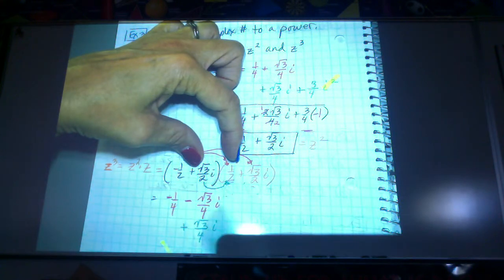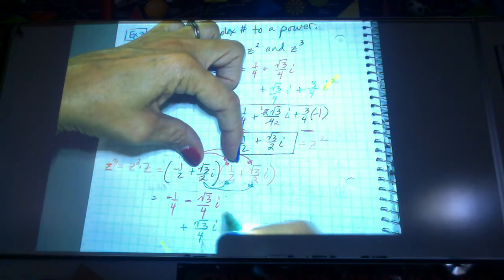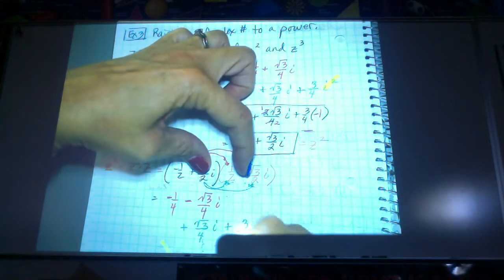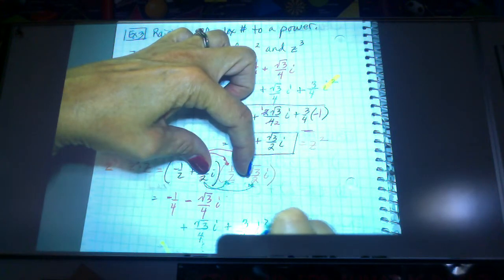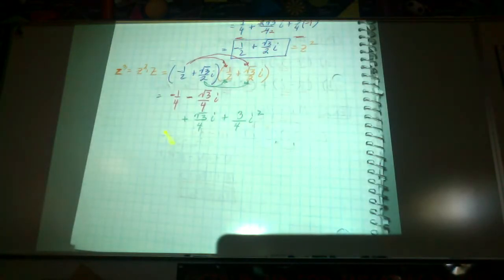Won't those cancel? Opposite signs. Then multiply to itself, so you get a positive. Rad 3 times rad 3 is 3. 2 times 2 is 4. i times i is i squared. Oops, you didn't tell me you couldn't see it. There we go.